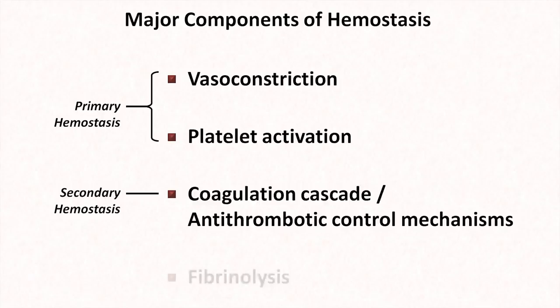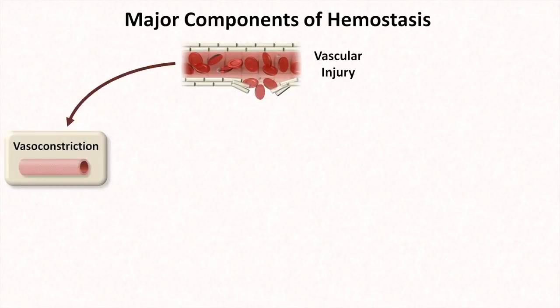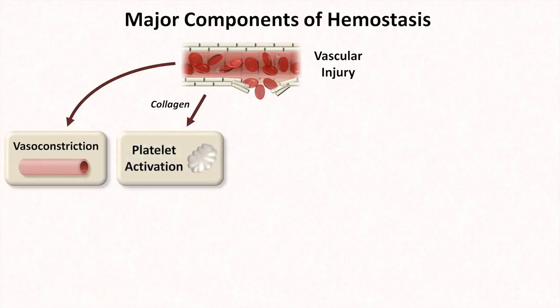Last, there is the phase of fibrinolysis, when the body breaks down the blood clot and normal vessel patency is reestablished. This next diagram will go through those components in slightly greater detail and will introduce the 7 key proteins involved in hemostasis. So once again, the very first reaction to vascular injury is vasoconstriction, followed by platelet activation, which is largely mediated by exposure of collagen to receptors on the platelet surface.